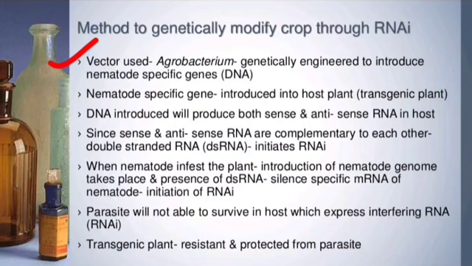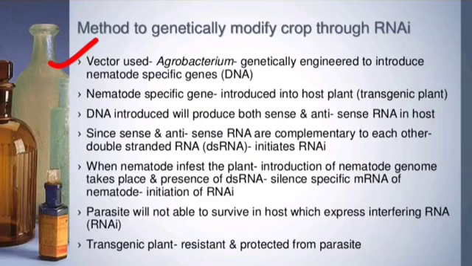OK, so the nematode-specific genes are separated or isolated by restriction enzyme. Again, the Agrobacterium plasmid is used as a vector here. So both are cut by the same restriction enzyme, and the specific gene that is responsible for the production of the survival protein in nematodes is introduced into the vector. Recombinant DNA is produced. Now the recombinant DNA is introduced, which one?